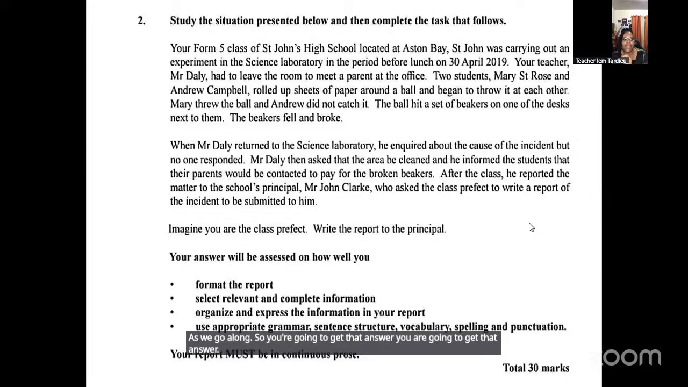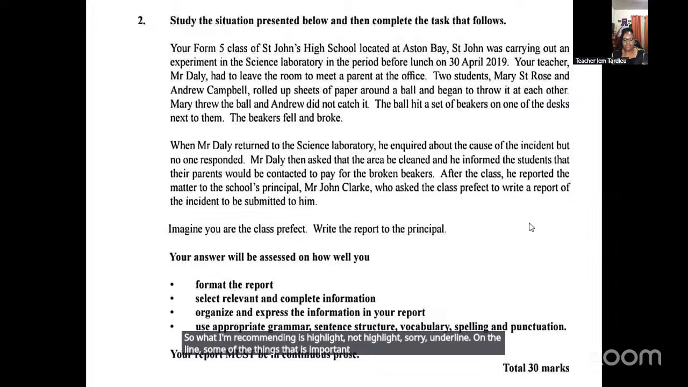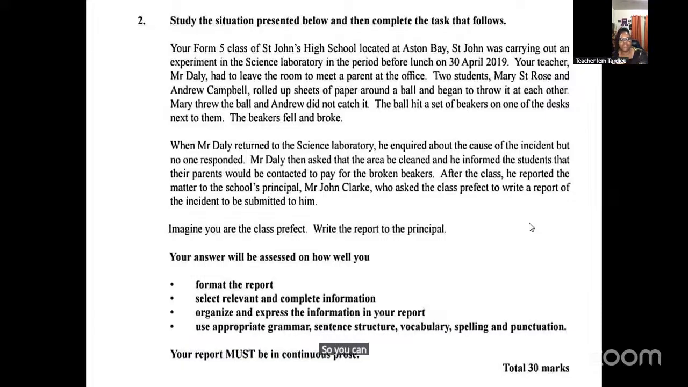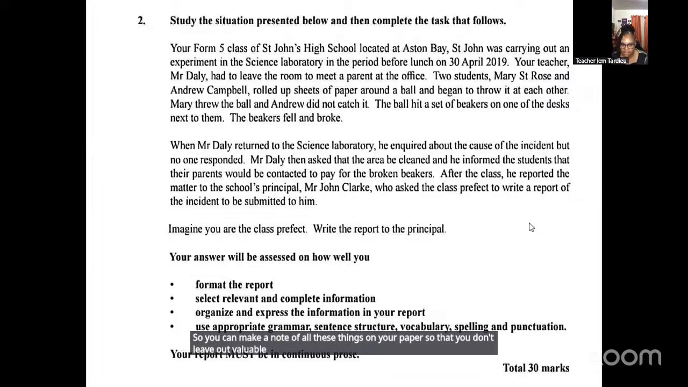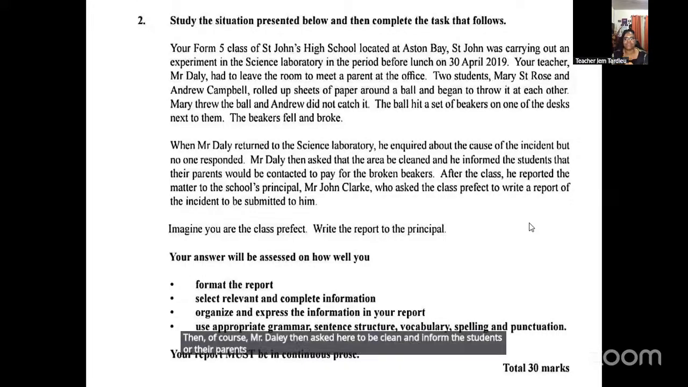So what I'm recommending is to underline some of the things that are important. He inquired about the incident, no one answered. So you can make a note of all these things on your paper so that you don't leave out valuable, critical, relevant information. Then of course, Mr. Daly then asks for the area to be cleaned and informs the students that their parents would be contacted to pay. So that is the consequences.